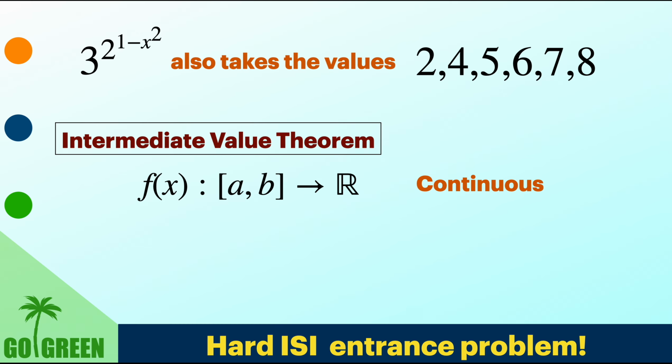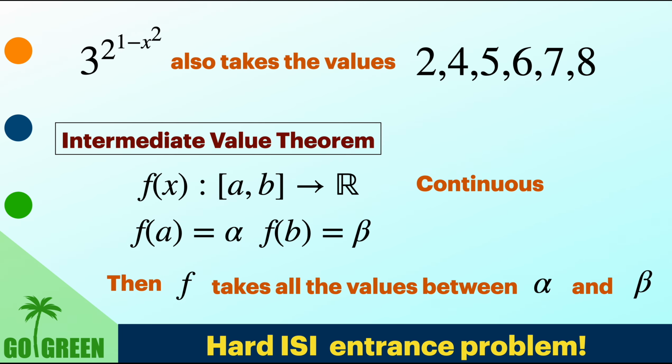Okay, and then suppose the functional value at a is alpha, and at b is beta. Then the intermediate value theorem says f takes all the values between alpha and beta, not only integral values, all the values between alpha and beta. Therefore, if the function is continuous and defined on some interval [a, b], with f(a) equal to some alpha and f(b) equal to some beta, then in particular all the integral values between alpha and beta are also taken. That is not a problem.